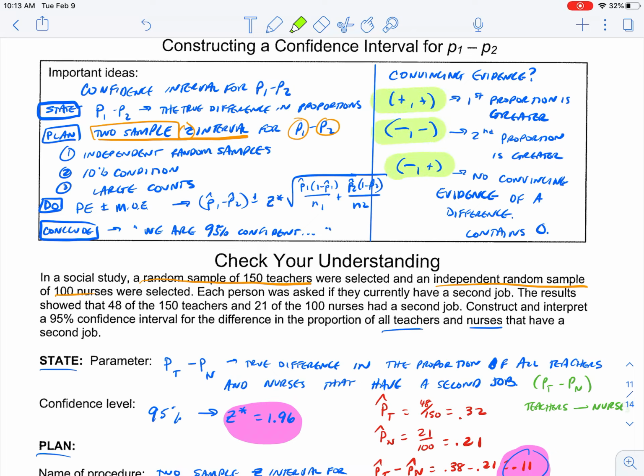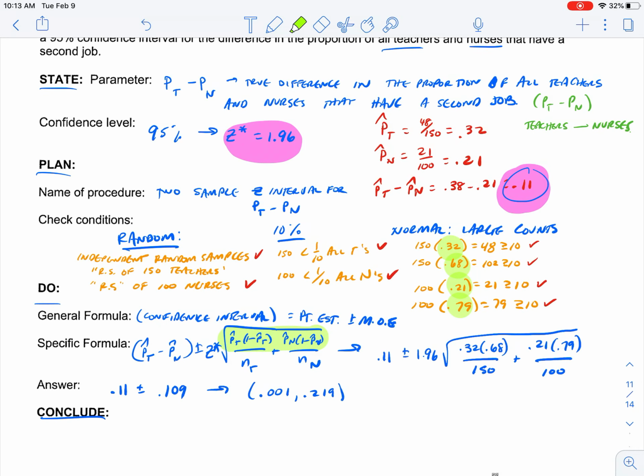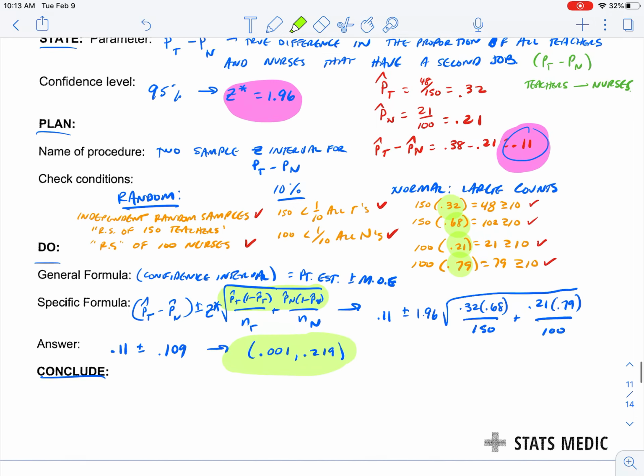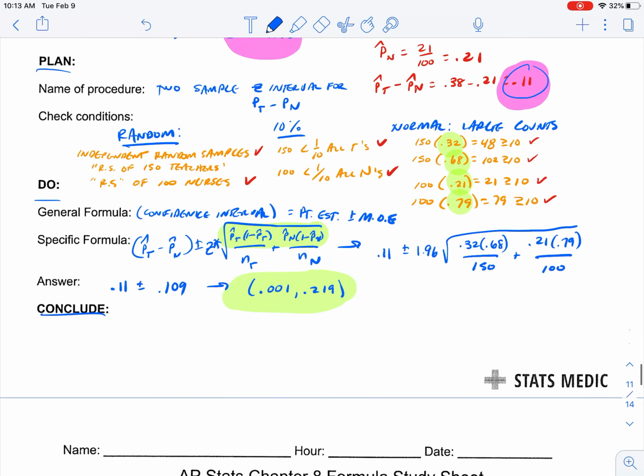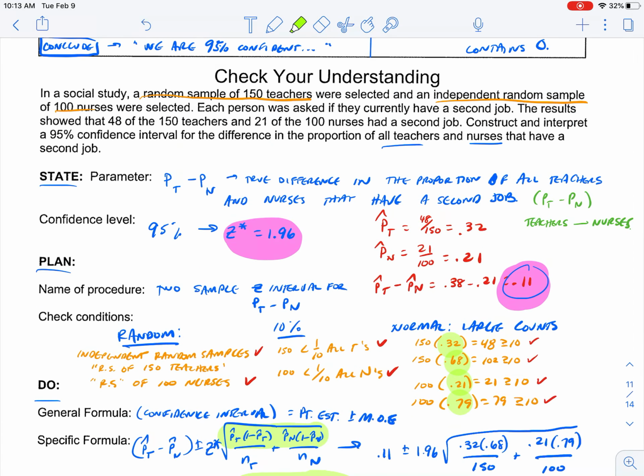So we had 3 options, right? So we had plus, plus, minus, minus, or plus, minus. And only one of them gave us the ability to say we have convincing evidence that there is no difference. And if you think about it, to have no difference literally means when you subtract them, it's 0. So is 0 a possibility? Well, look at our interval here. So check it out. So just think about that in terms of what the implications of that might be.